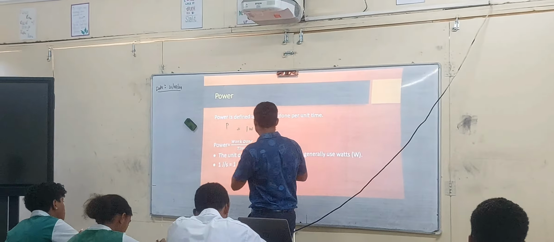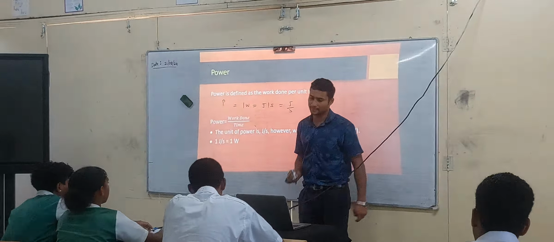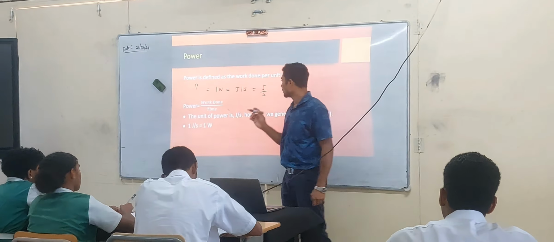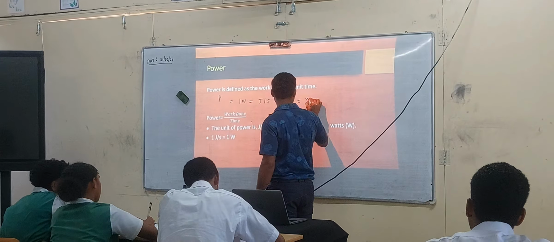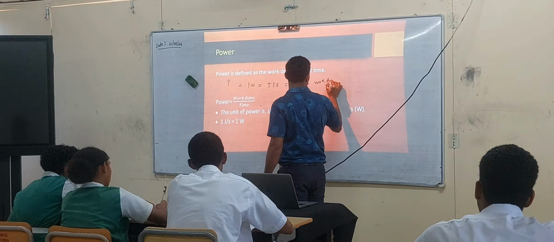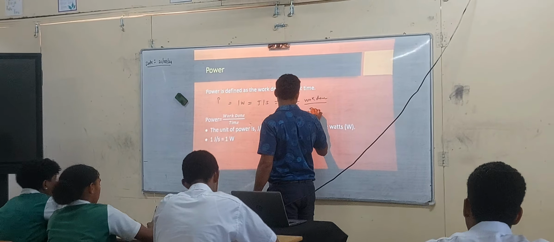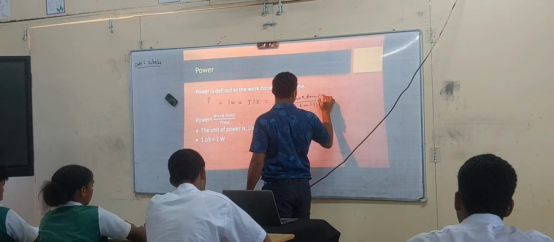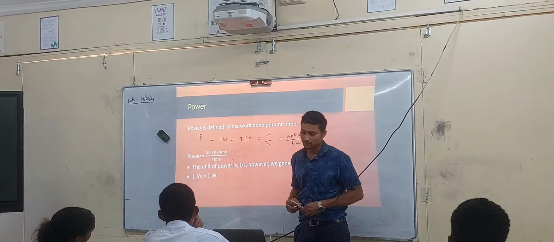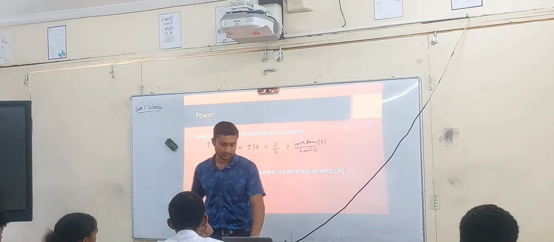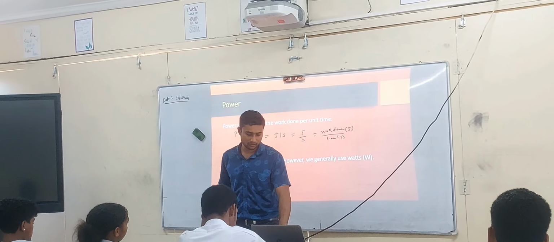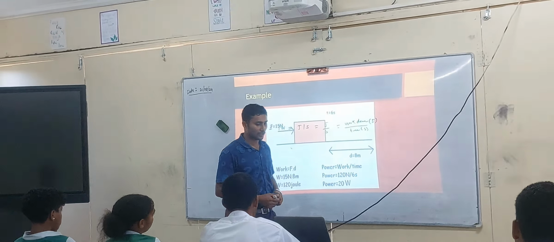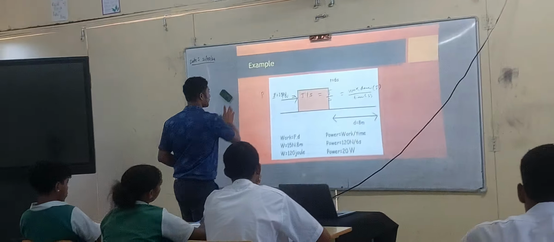When I say joules per second, it means divided by seconds. So joules, that is your work done, divided by time, which should be in seconds. This is in joules. All good? Okay, this is the example.